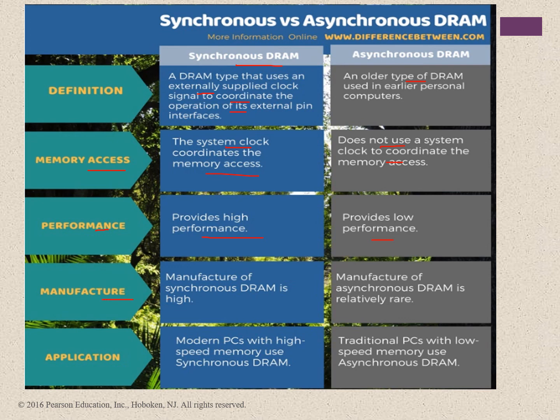Manufacture: manufacture of the synchronous DRAM is high. Asynchronous DRAM is now relatively rare, so its manufacture is low, because nowadays we are using the synchronous DRAM. Asynchronous DRAM is not at all used here. Application: modern PCs are with the synchronous DRAM, and the older, traditional PCs with the low speed memory use the asynchronous DRAM.